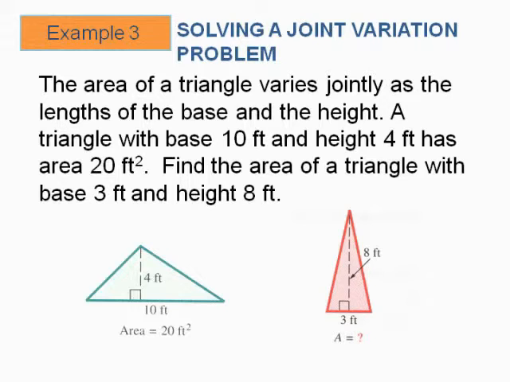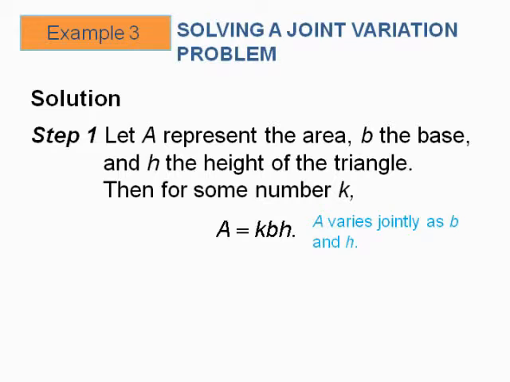So let's look at one here. It says the area of a triangle varies jointly as the lengths of the base and the height. Now, we know this from the formula for the area of a triangle. It says a triangle with base 10 feet and height 4 feet has an area of 20 square feet. Find the area of the triangle with base 3 feet and height 8 feet. All right, so can you set up the model here? Think about that.